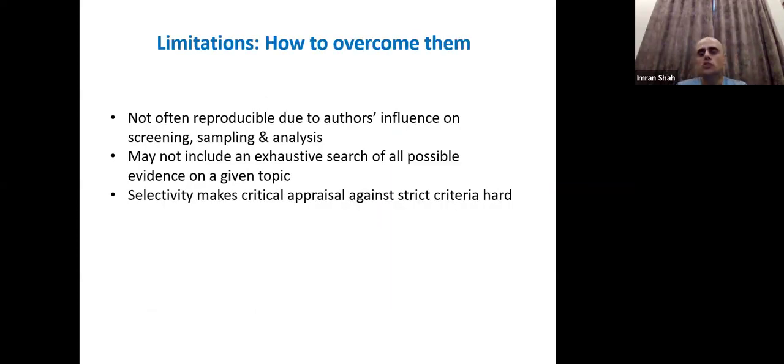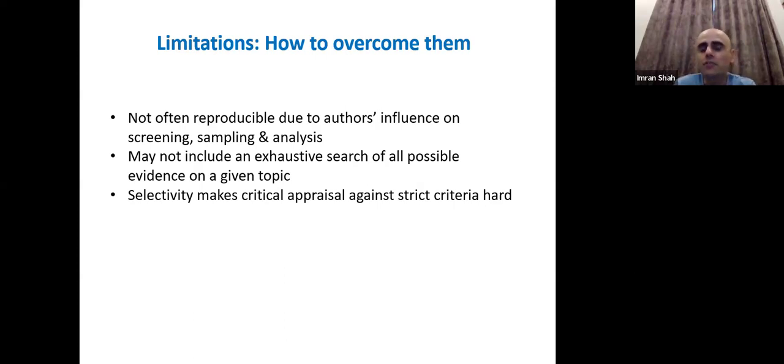Now, about the limitations. As we have seen, when there is flexibility, then there are problems with reproducibility. Because if I do a narrative review, and if Mr. X, Y, or Z, they do a narrative review, because of the flexibility that is there, the output that comes out will be very different. All four will be four different narrative reviews. They will not be the same. So reproducibility is a problem with narrative reviews. And that is perhaps one of the most common criticism of narrative reviews.